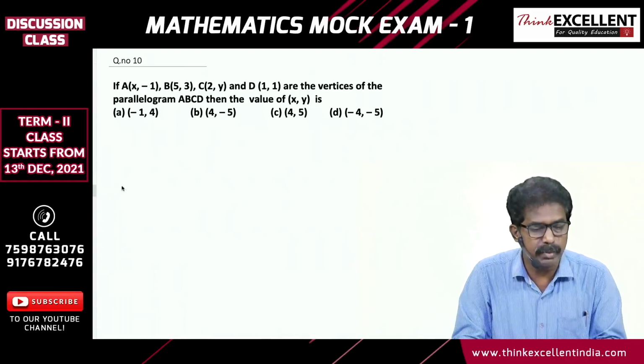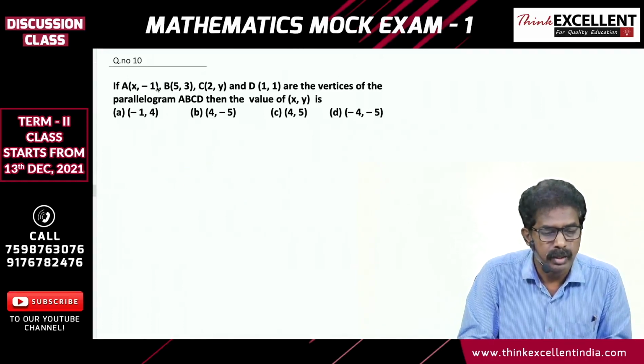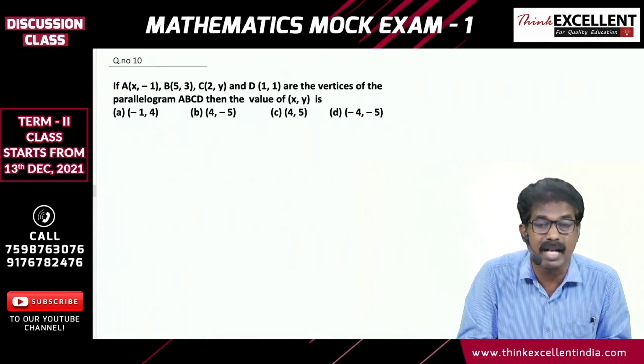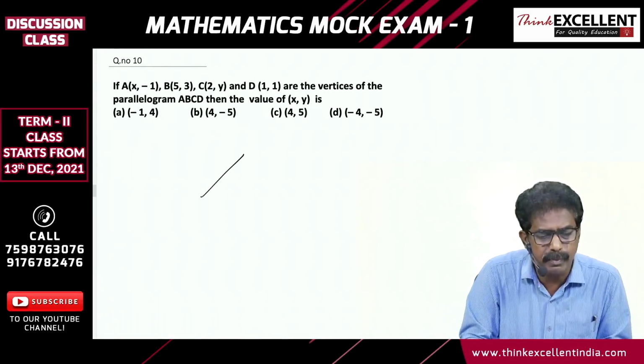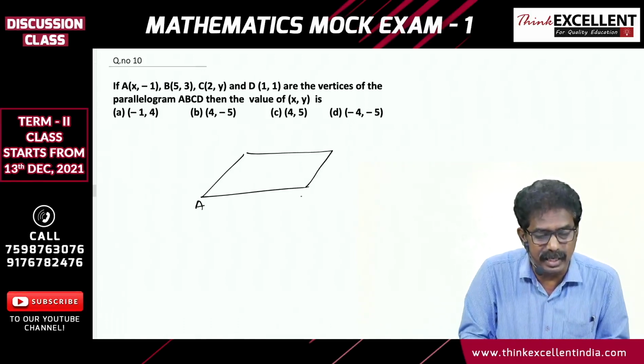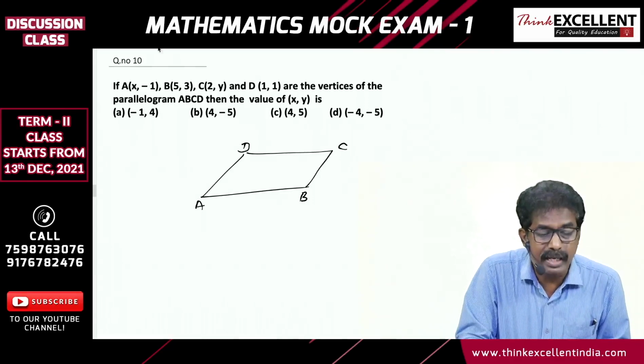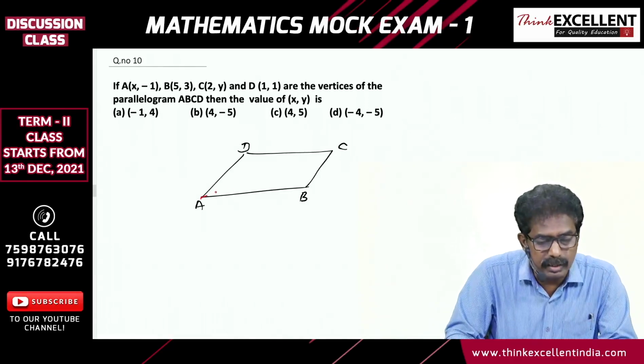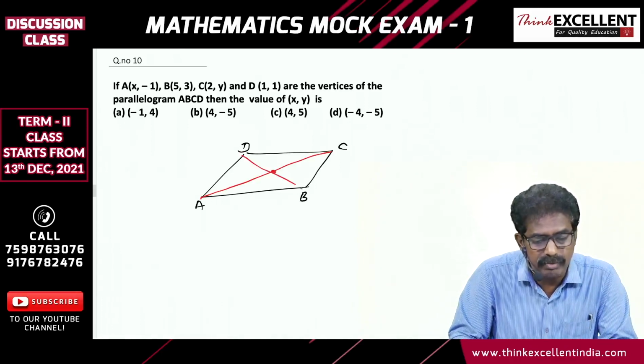Now listen, sum number 10. The 4 points given are the vertices of a parallelogram. Parallelogram, you know one important property: diagonals bisect each other. ABCD is a parallelogram. What's the meaning? The midpoint of AC is the same as the midpoint of BD. That concept you have to use.